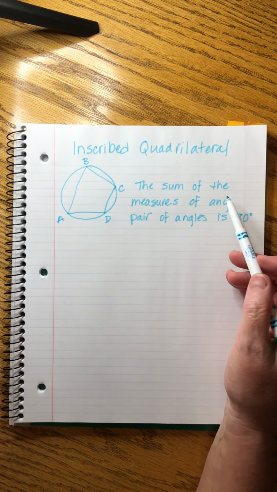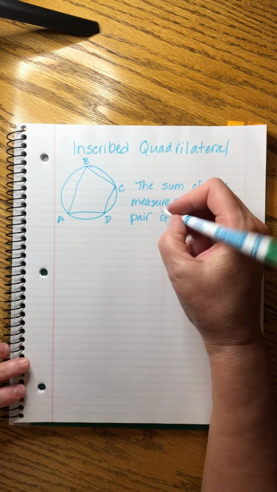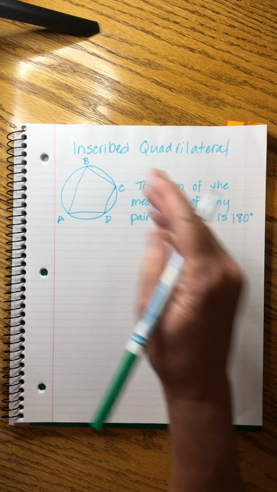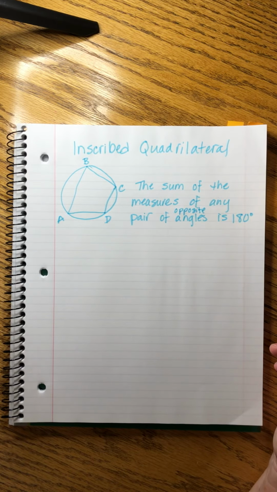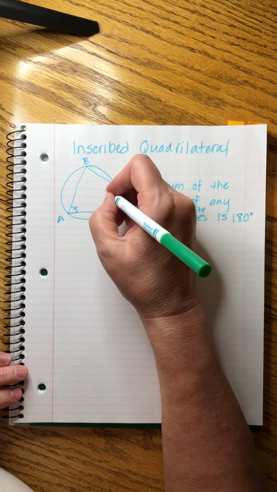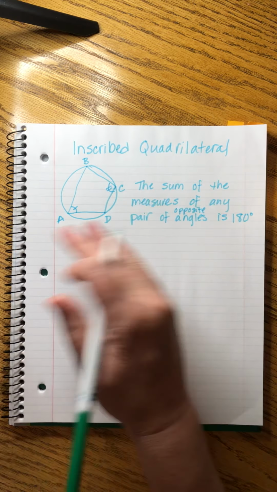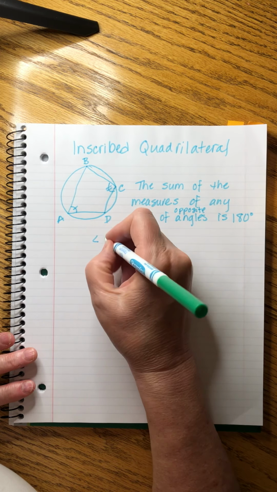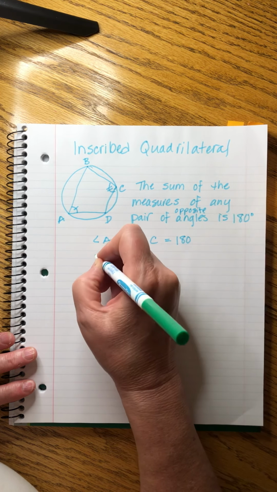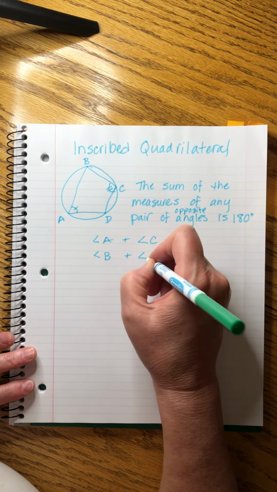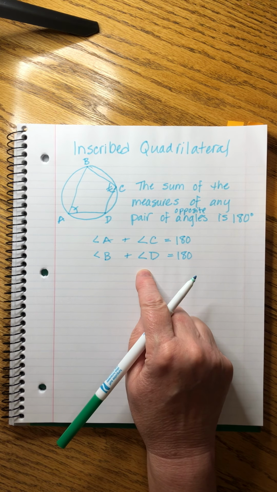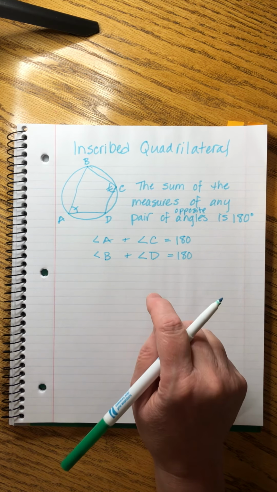The sum of the measures of any pair of opposite angles in an inscribed quadrilateral, I should have written that word, is 180. So that tells us that angle A and angle C are not equal to each other, but angle A plus angle C is going to equal 180, and angle B plus angle D will equal 180. Later, we're going to look at some proofs to show you why this is true, but for now, you can just trust me.